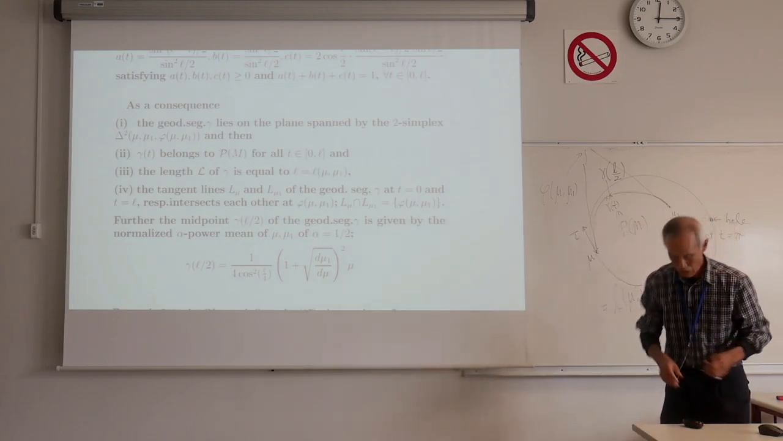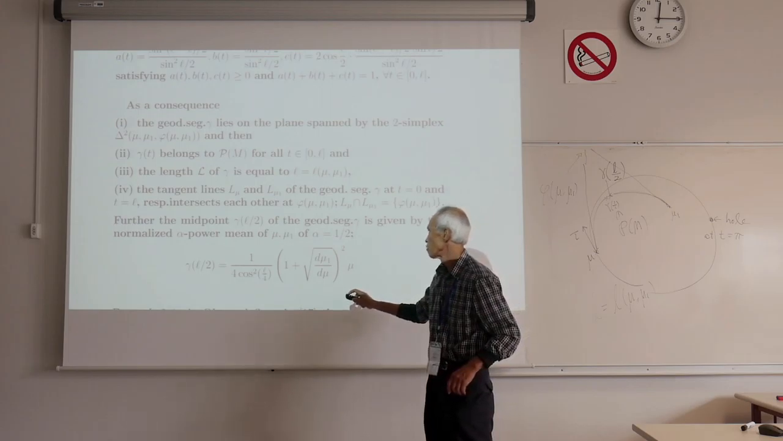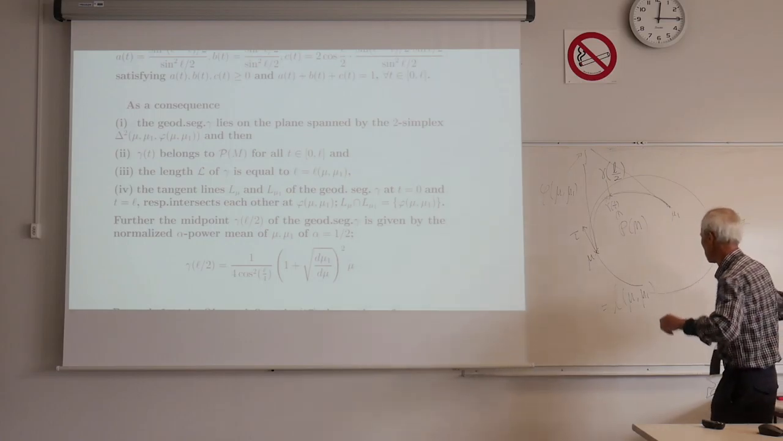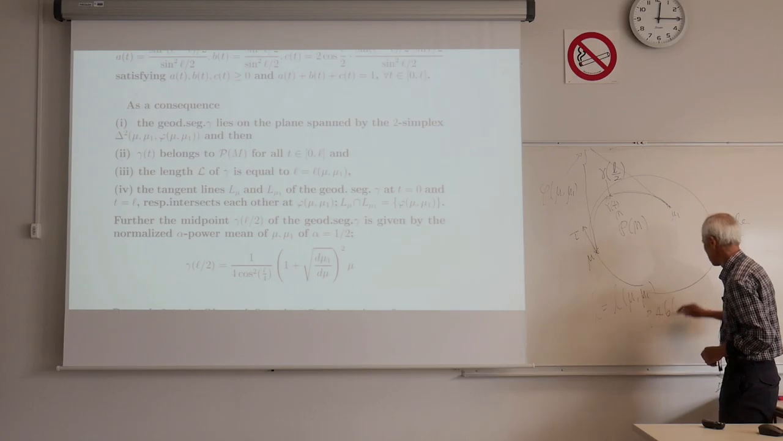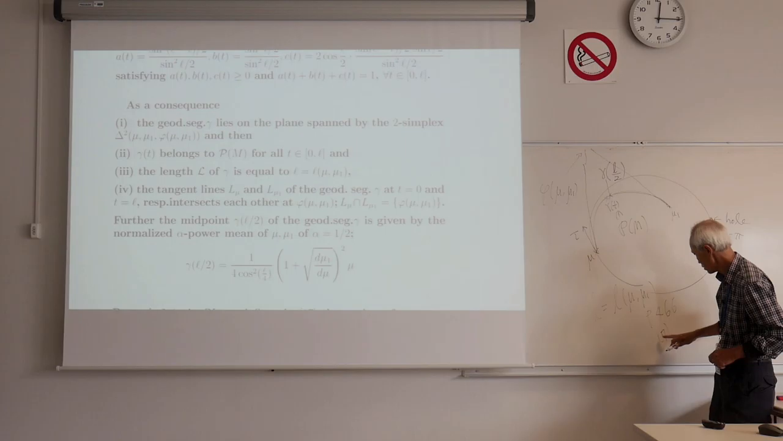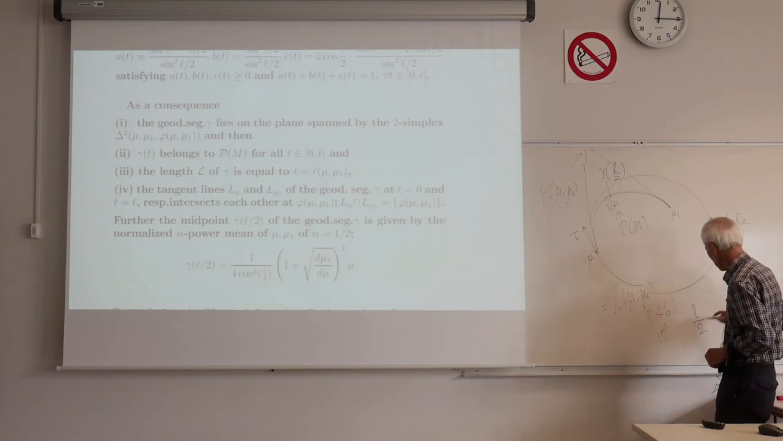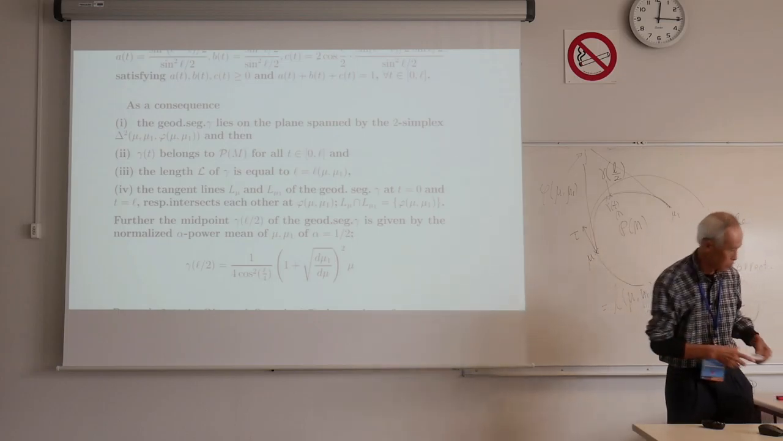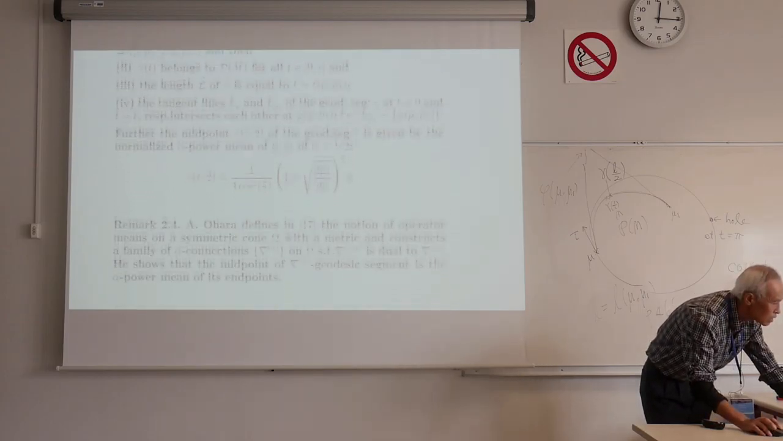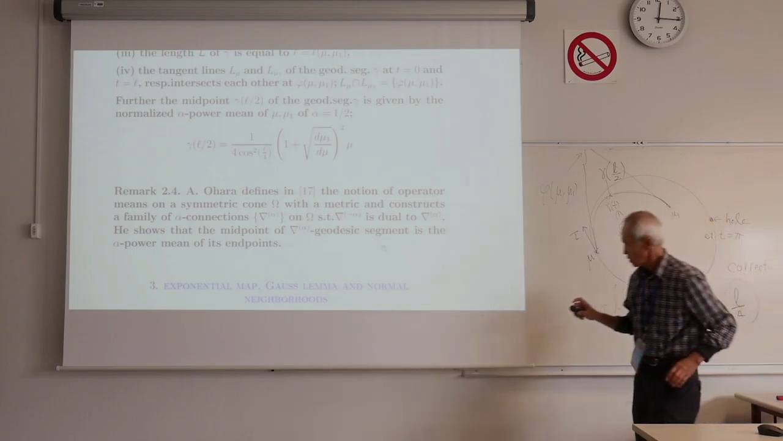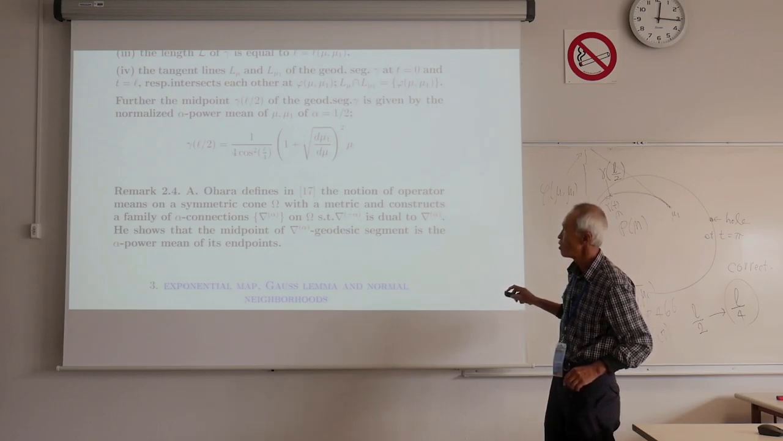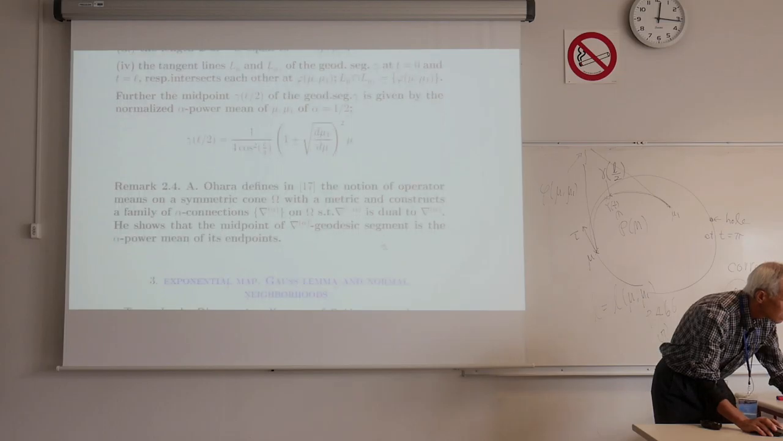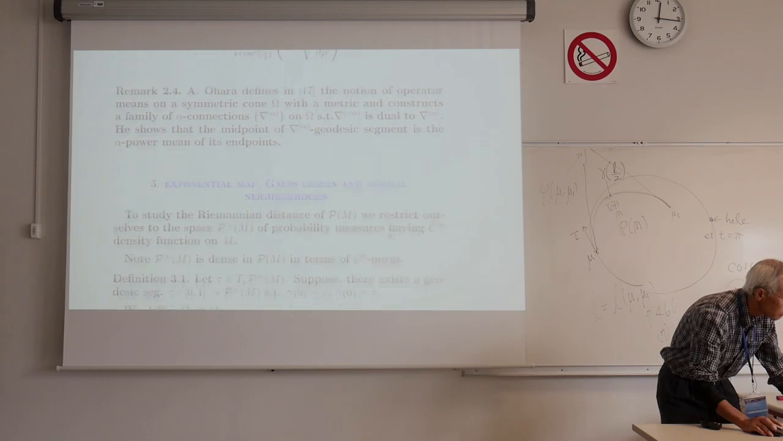This is just a normalized alpha power mean of two measures, where alpha is 1/2. But I need a correction here. Here it is L/4. But in the proceedings, page 466, formula number 7, this is a correction of a misprint. And for this power mean, we have to mention Professor Atsumi Ohara, who defined it in the case of a symmetric cone omega.